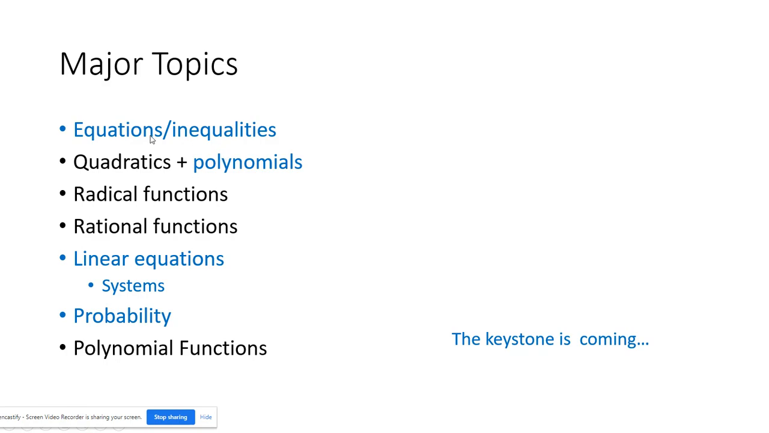So the things in blue, equations and inequalities, polynomials, linear equations, and probability, those big topics might show up on the Keystone. Now these things that are in black, quadratic equations, radical functions, rational functions, polynomial functions, these four things are Algebra 2 ideas and concepts that won't be on the Keystone.